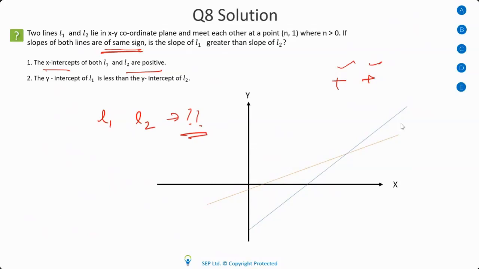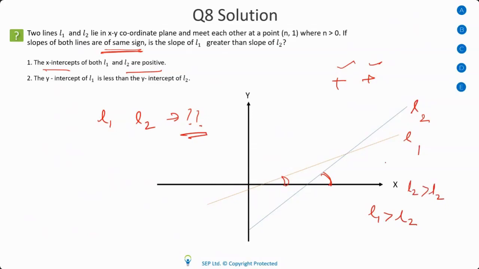Why can't we get the answer? Because it's quite possible that this is L, this is M. They are L1, L2, right? I've been saying L and M all along. Let's say this is L1, this is L2. Now, if this is L1, this has a bigger slope than this L2. So if this is the case, then L1 will be greater than L2. But the opposite is also possible. So they can switch also, right? If they switch, the answer will switch.